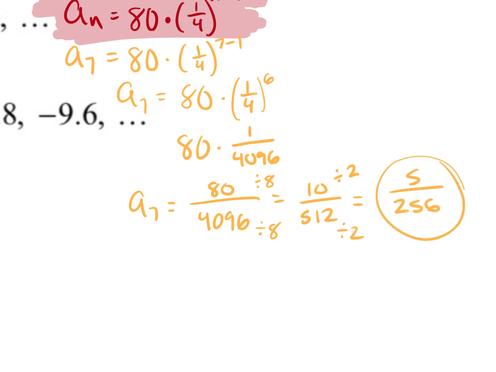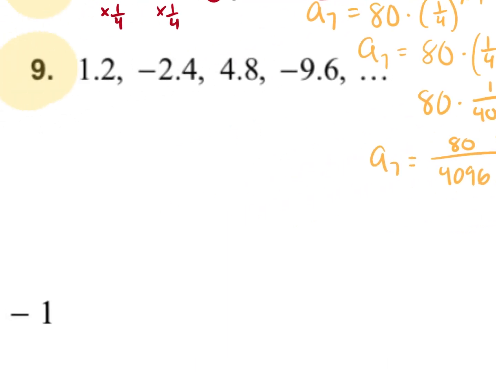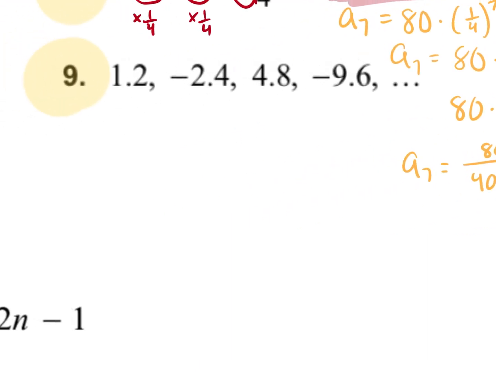All right, let's do number 9. So same thing. This is a geometric sequence. What are we multiplying to get from one number to the next? -2, awesome. So when we write our rule, we have a sub n is equal to, what's our first term? 1.2 times r, which is -2, to the power of n minus 1. So this would be our rule.